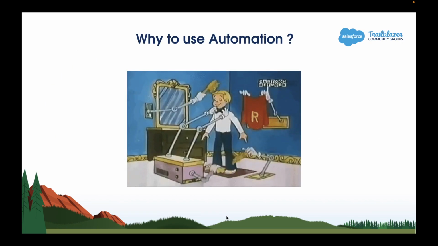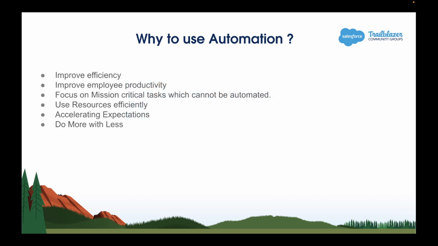Before moving on to what kind of automation products MuleSoft offers, we will first understand why we need to use automation. As you see in the picture, we use automation not for getting up early in the morning and having robots serve you tea, coffee, and dress you, and all of that kind of stuff. No, the real use of automation is to improve efficiency, and improve employee productivity.